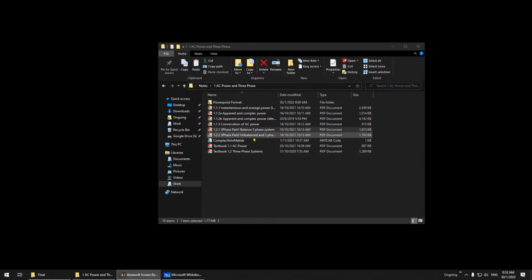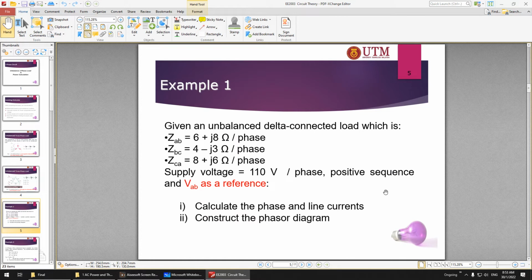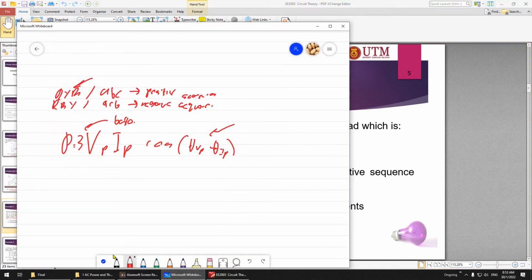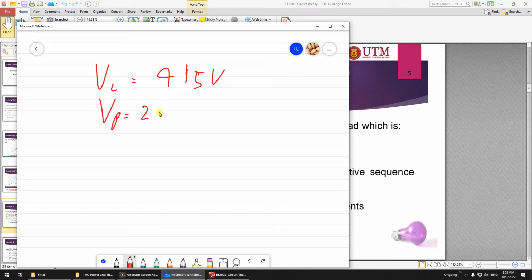Now we move on to the next part, which is unbalanced. Unbalanced usually has the same voltage. In Malaysia, be careful: V line voltage is 415 volt, and V phase is 230 volt. Make sure you know the difference between V line and V phase.